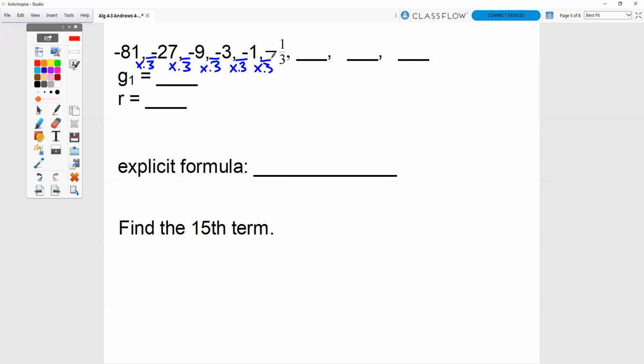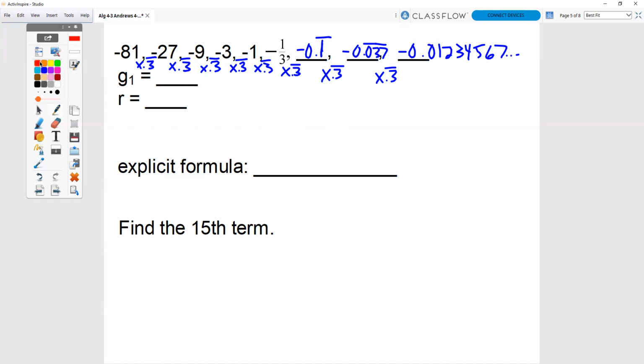-1/3 times 0.3 repeating gives you -0.1 repeating. Times 0.3 repeating is -0.037, 037, 037, 037. So -0.037 repeating times 0.3 repeating. These numbers get really, really small in a hurry. -0.01234567, sort of weird, but that's what it is.